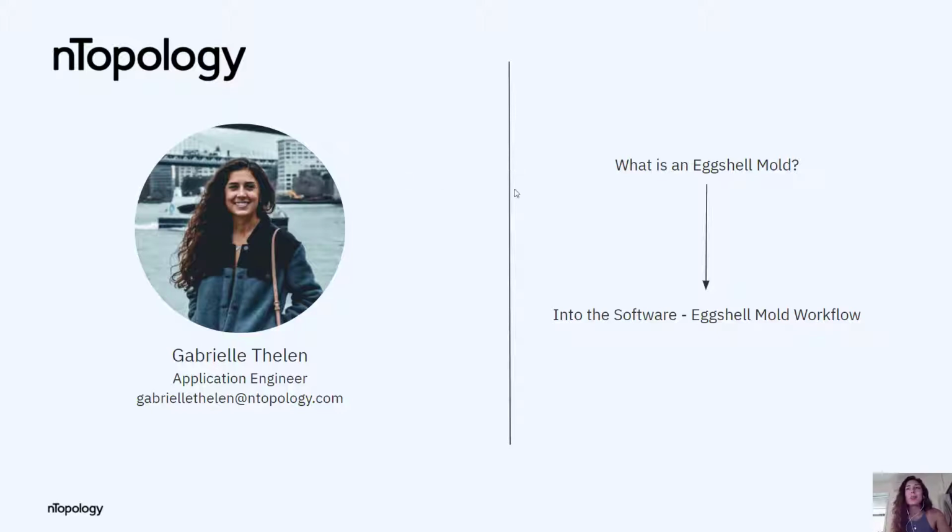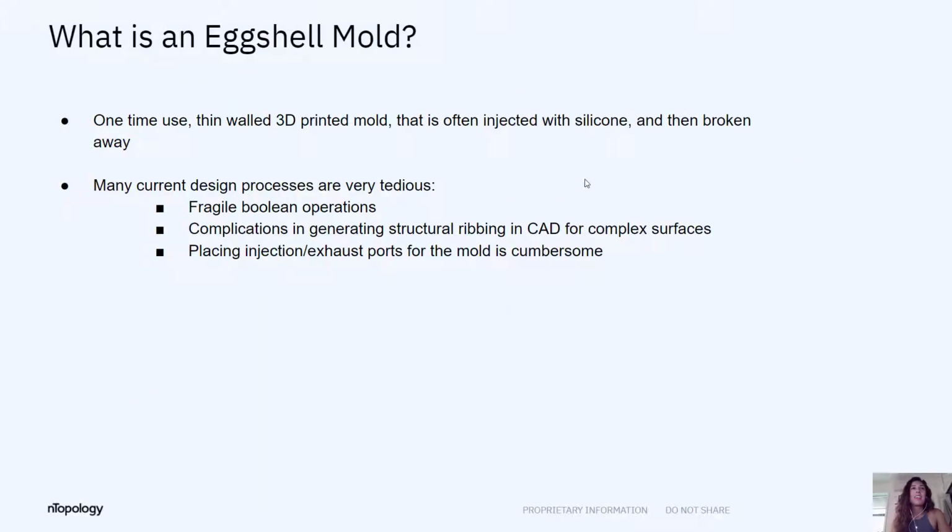So before I jump into the software and show you the magic, I'm going to go over what even an eggshell mold is. So what's an eggshell mold? Essentially, it's a one-time use, thin-walled, 3D printed mold, and it's often injected with silicone and then broken away. So extremely thin-walled, you could practically break it away with just your hands.